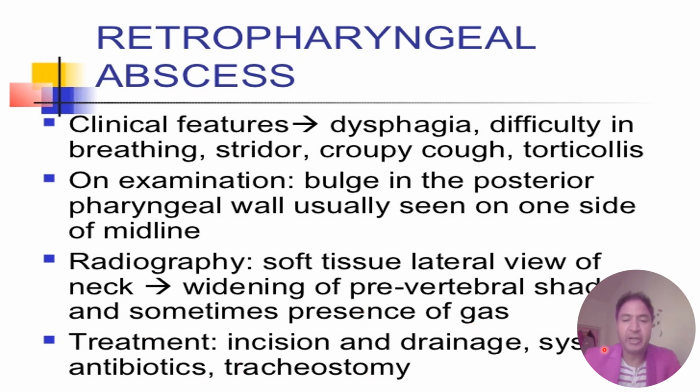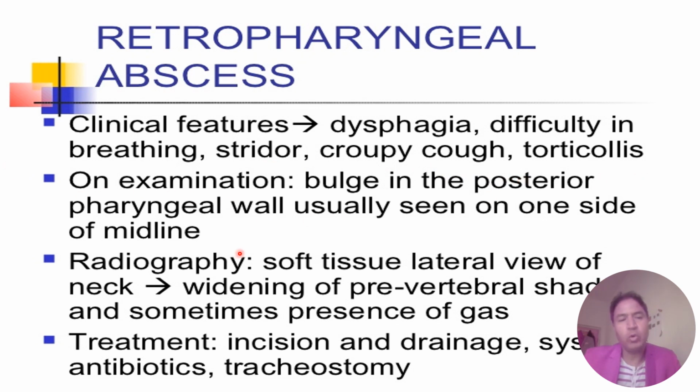Treatment is incision and drainage, systemic antibiotic, and we may need tracheostomy. So we may need incision, antibiotic, tracheostomy. The signs are dysphagia, breathing difficulty, stridor, croupy cough, torticollis, which is neck like this.